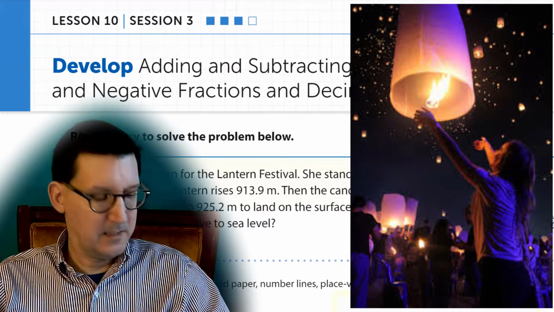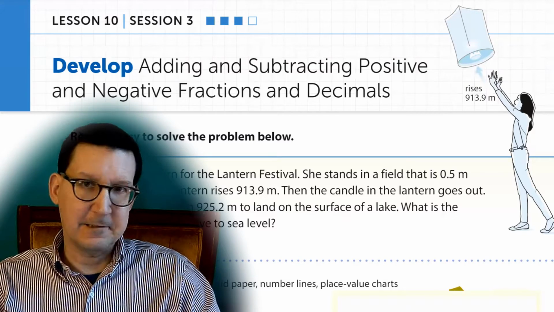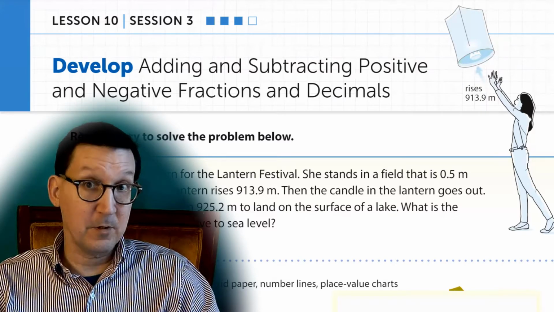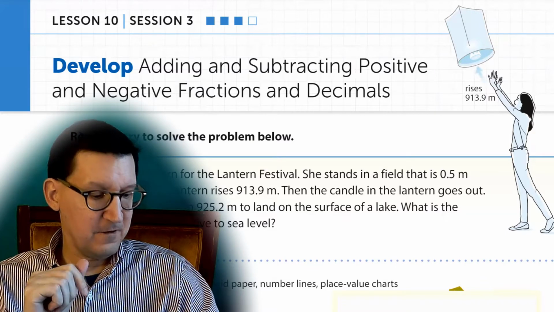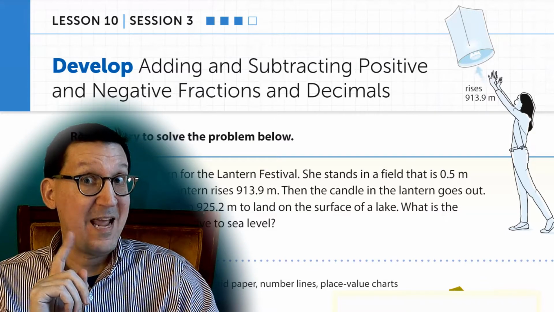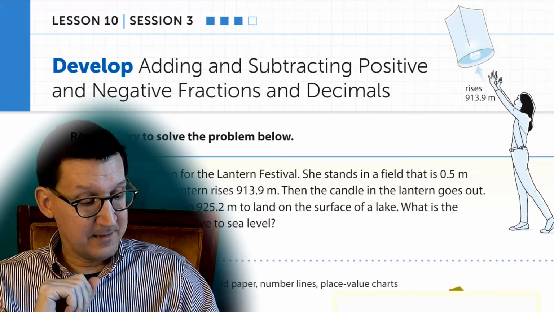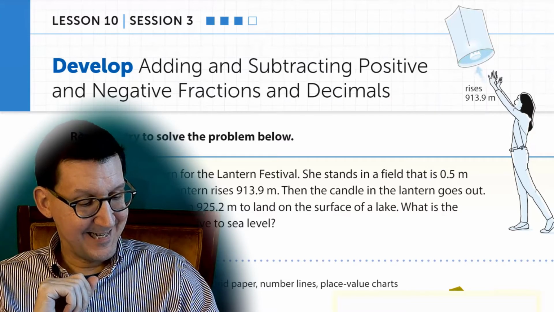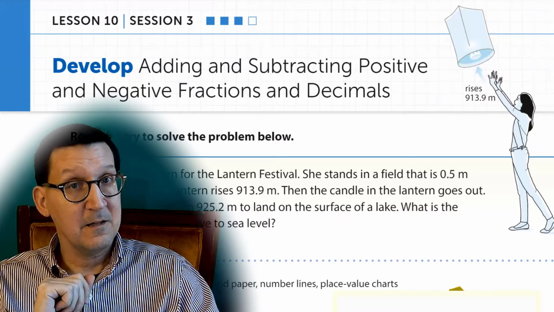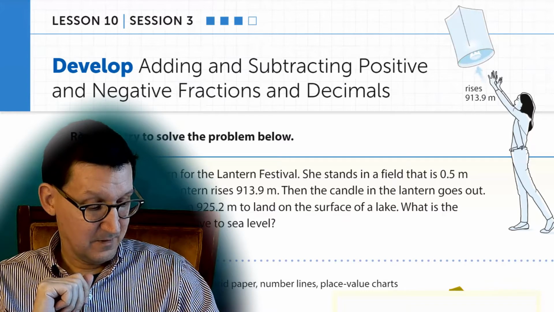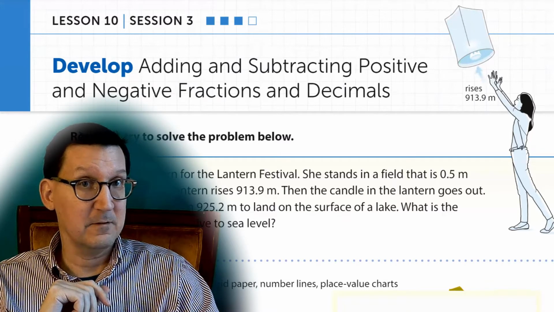But in this case, it doesn't, because Mai stands in a field that is 0.5 meters below sea level. The lantern rises 913.9 meters. That's way up there. Then the candle in the lantern goes out, and the lantern comes down 925.2 meters to land on the surface of a lake. What is the elevation of that lake relative to sea level?